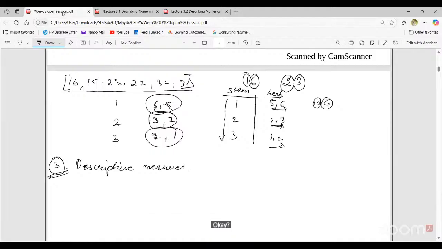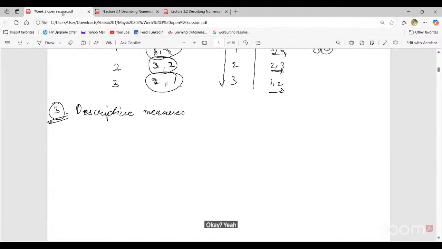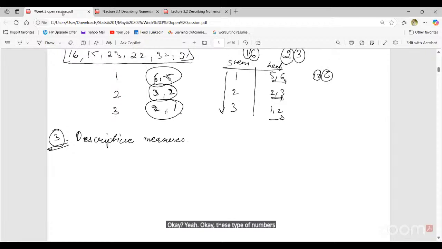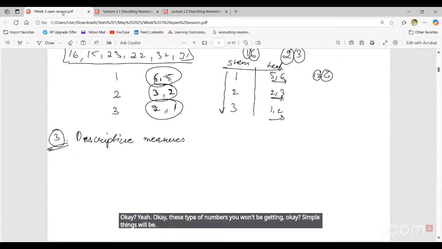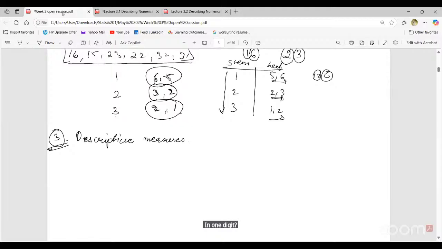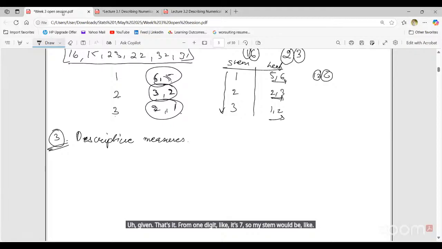Yes, ma'am. These one digit type of numbers you won't be getting. Simple things will be given. For a one digit number like 7, my stem would be 7 only, and in the leaf, nothing would be there.